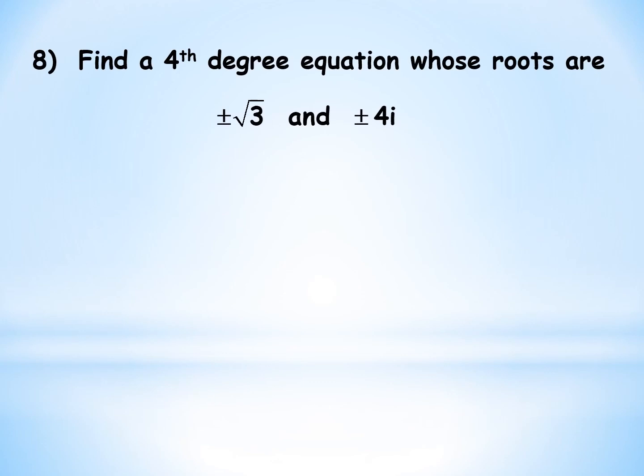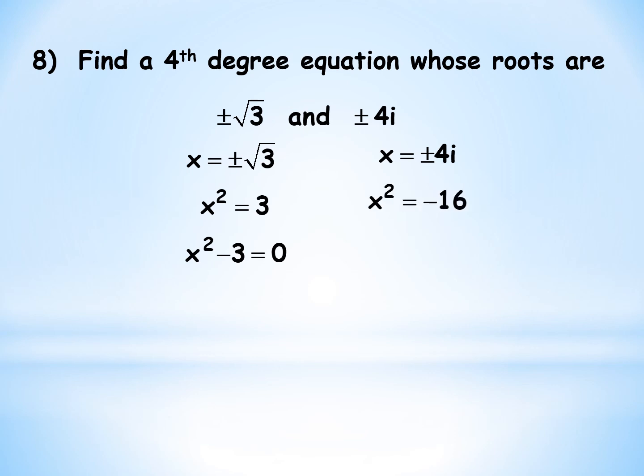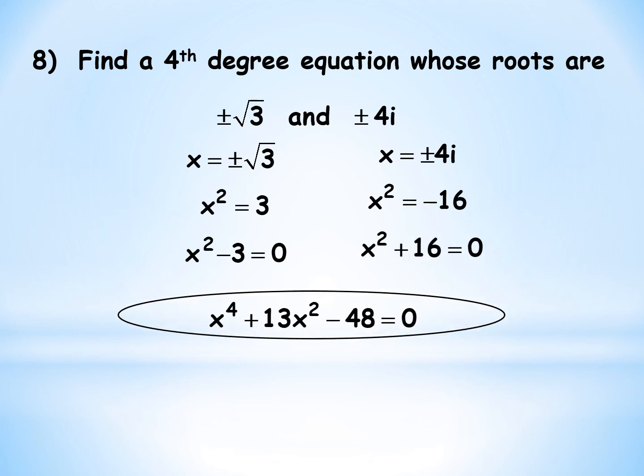And a fourth degree equation. So again, start with this one, x equals plus or minus the square root of 3, square both sides, subtract the 3. There's your first factor. Going to say x equals plus or minus 4i. You're going to then square both sides and add the 16, and then multiply those two together.